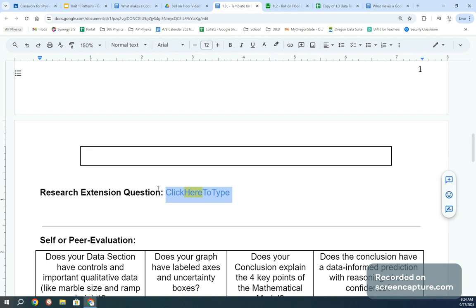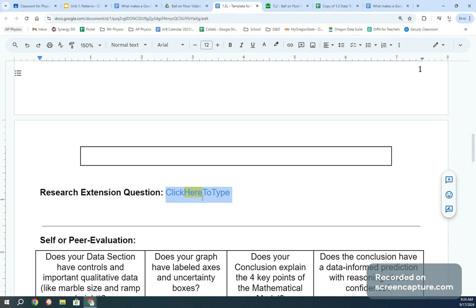How does the ramp height affect it? How does the size of the ball affect it? How does the mass of the ball affect it? How does the material affect it? Any of those questions that you guys were coming up with can go into this research extension question. Again, don't forget to have your two different parts. If we change this, how does that affect that? So you've got to have your two this and that parts.